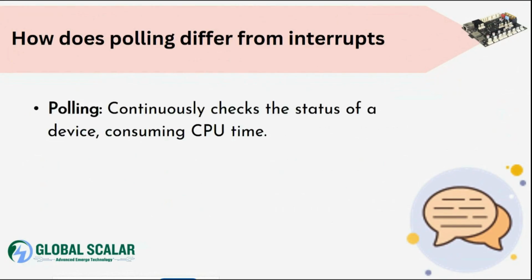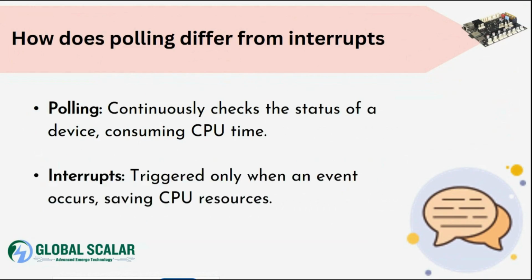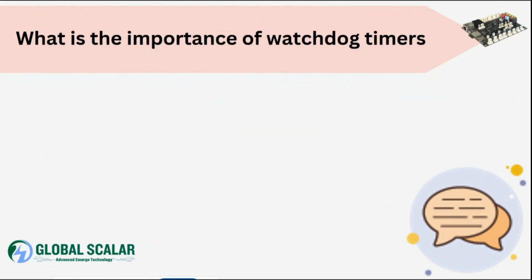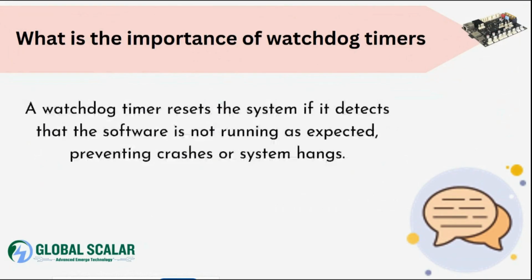Polling continuously checks the status of the device and consumes CPU time. An interrupt is triggered only when an event occurs and saves CPU resources. So these are the two major definitions for polling and interrupts. What is the importance of the watchdog timer? The watchdog timer will reset the system if it detects that the software is not running as expected, preventing crashes and system hangs.